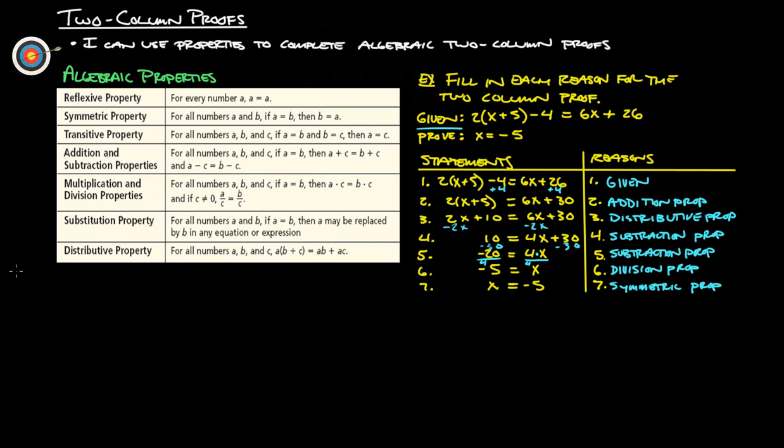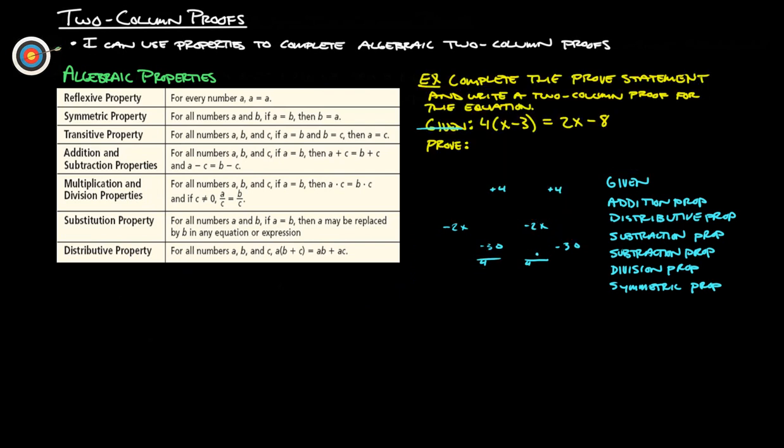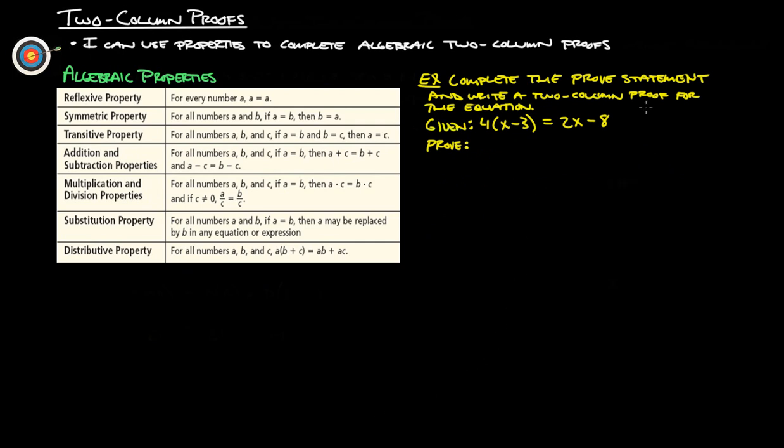Okay, let's take a look at one more example and then away we go. Okay, here we go. Complete the proof statement and write a 2-column proof for the equation given: 4 times x minus 3 equals 2x minus 8. So basically what they're saying is solve this thing for x, and then we have to write our own proof statement. So what we want to do first is let's go through and solve this thing.